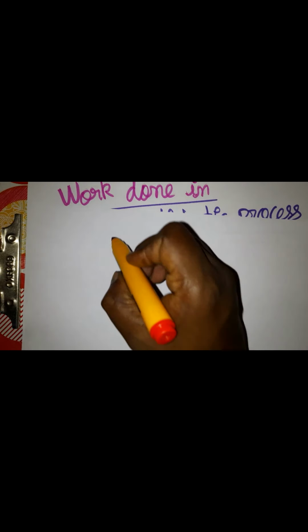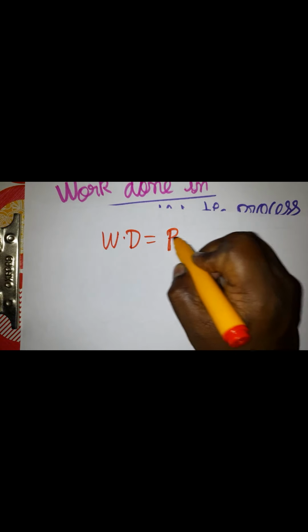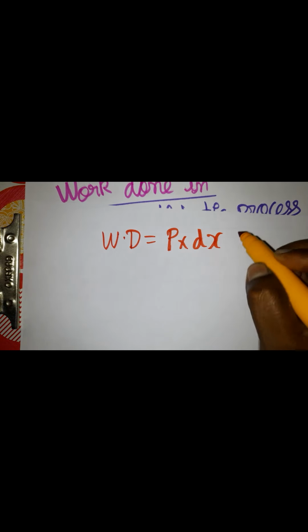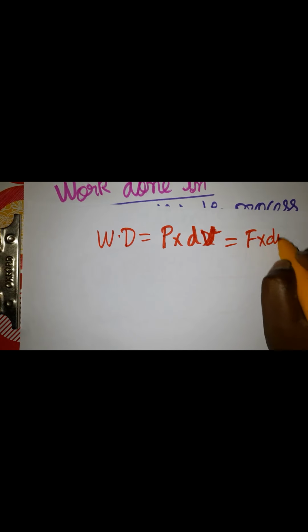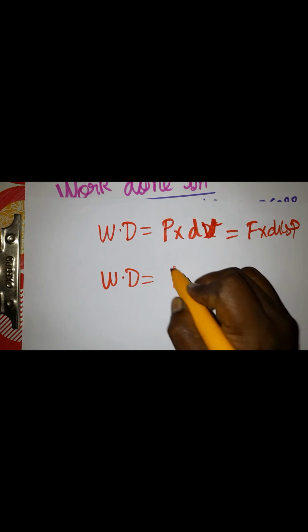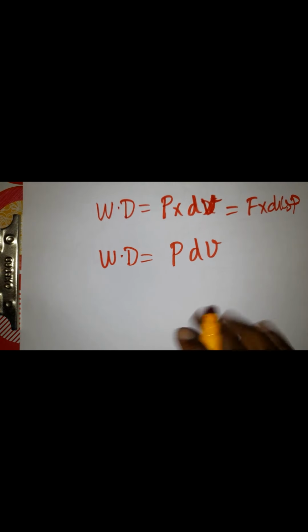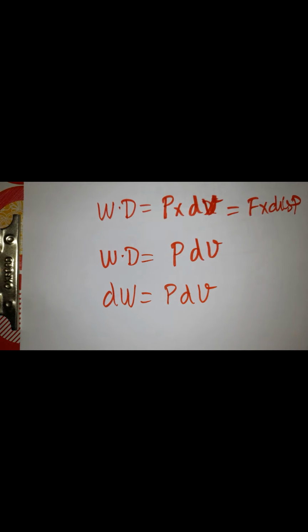As we know, work done is equal to pressure into changing volume. It's also called force into displacement. So work done, we can take as pressure into changing volume. So dW is equal to P dV.